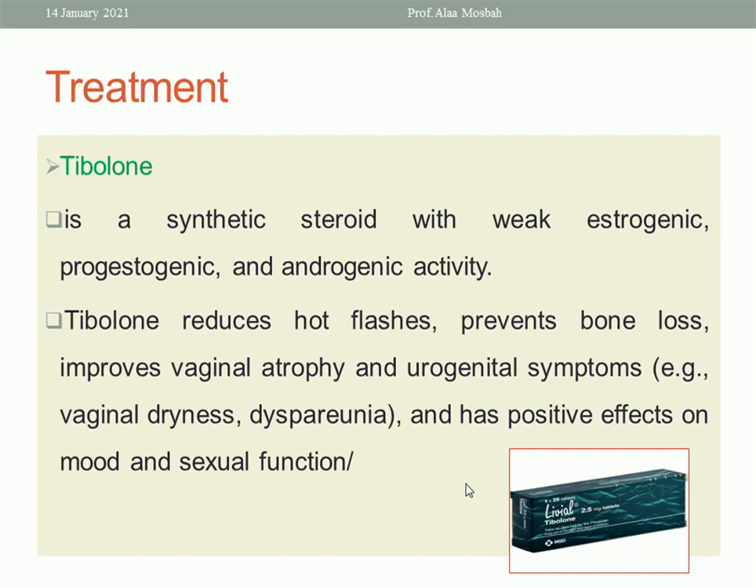One of its advantages, other than osteoporosis and the prevention of bone resorption, is that it improves hot flashes. It improves vaginal atrophy and the urogenital symptoms. So it improves vaginal dryness, manages dyspareunia, and has a positive effect on mood and sexual function. All this is very nice. Yes, it is very nice. But what is the problem with tibolone? And you should know about it.